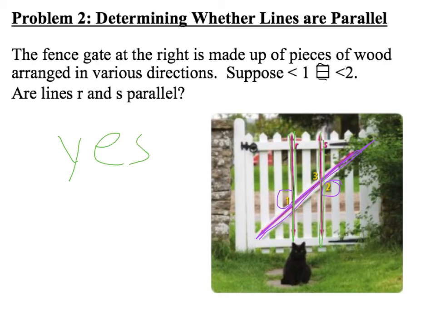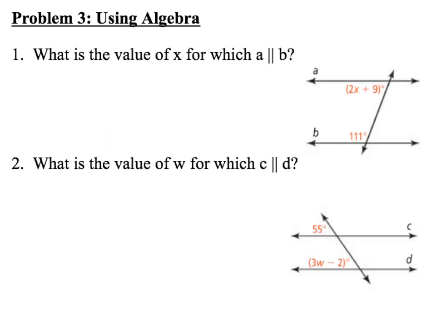Because what type of angles are 1 and 2? They're both on the outside of the two lines, and they're on opposite sides of the transversal. So this would be alternate exterior angles.